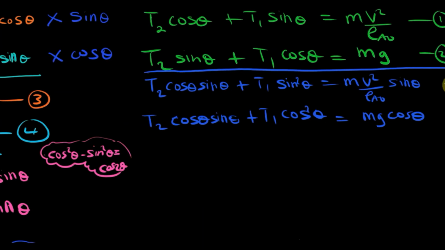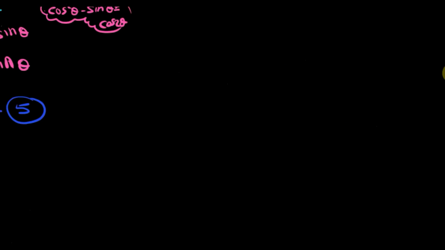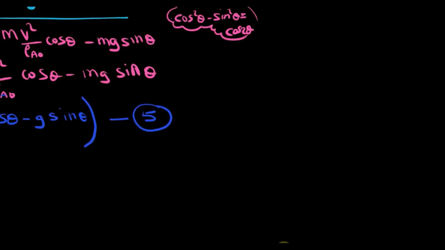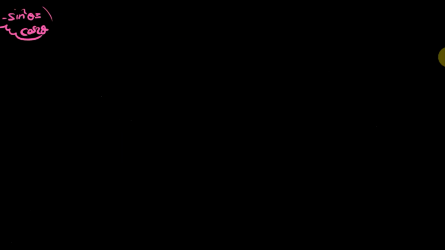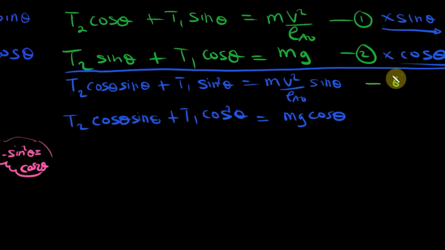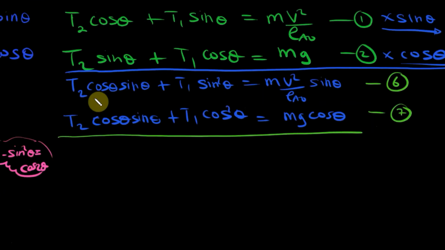Alright, let's name this one. How many equations do we have now? Okay, this was equation 5. So we can name that one equation 6, and this one equation 7. Alright, let's go ahead and subtract 7 from 6.